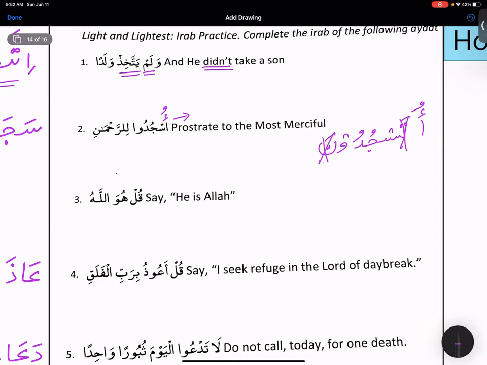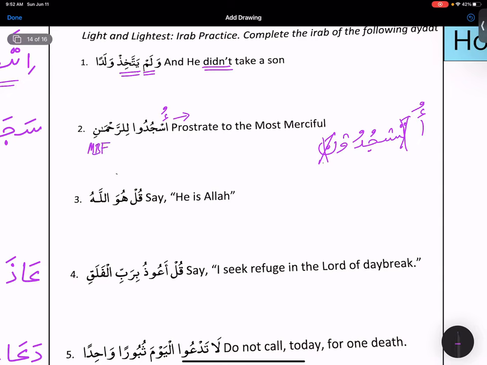Yeah. So it says... it doesn't say any haraka, right? So Usjudu lirrahmani. So fi'l amr, fa'iluhu Antum. Antum. Hmm? And then lirrahmani is NBF. Exactly.